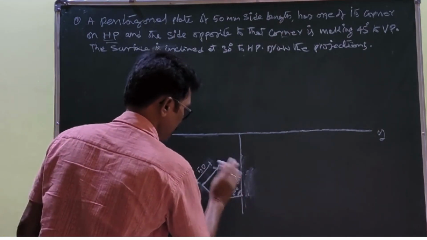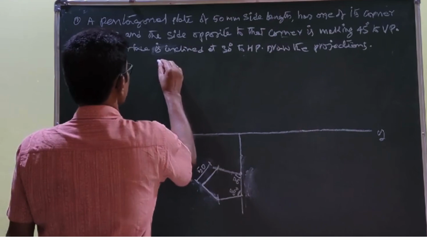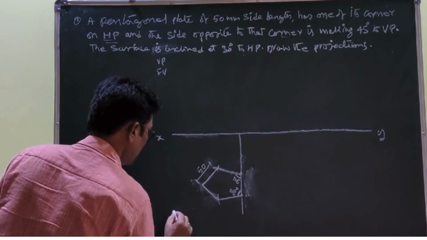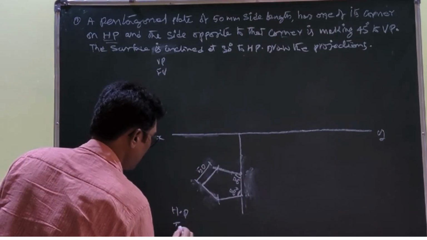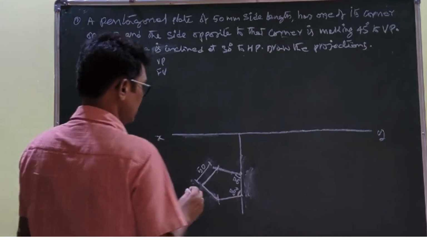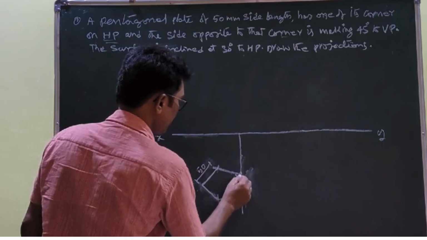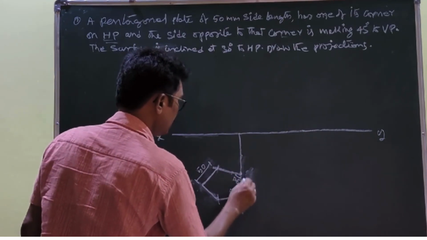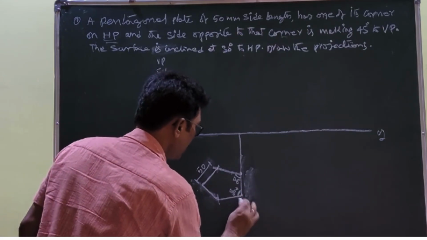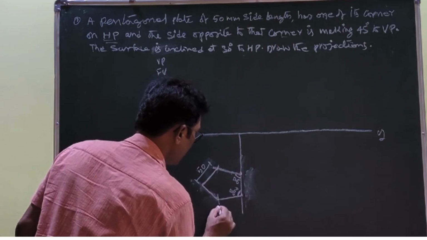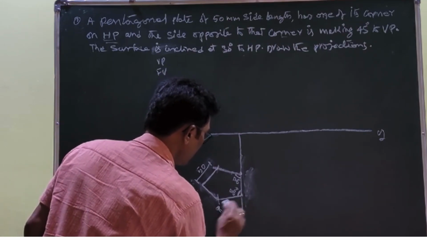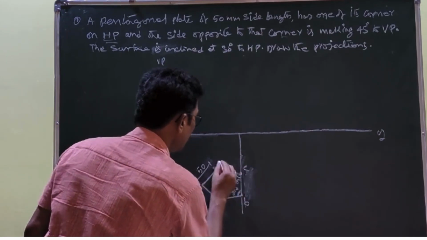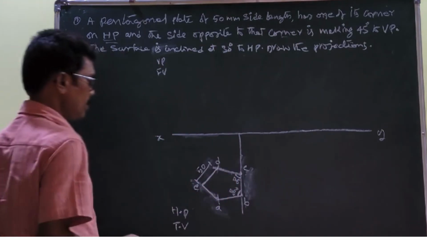First you have to set up the pentagon in this position. You know that this is the vertical plane, front view, this is the horizontal plane, top view. Okay, once you set up 108 degrees here, you draw a line, this is the cut, this is the 50 mm side. Now you can name it A, B, C, D, E.